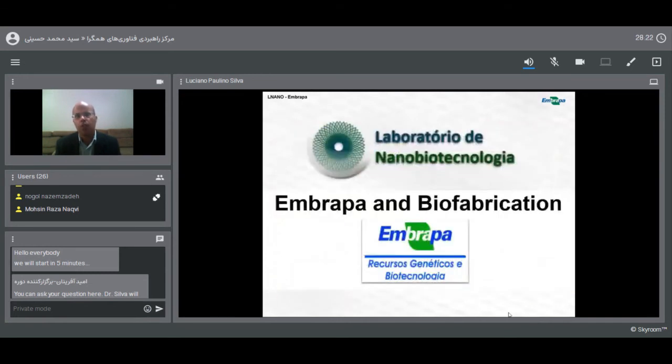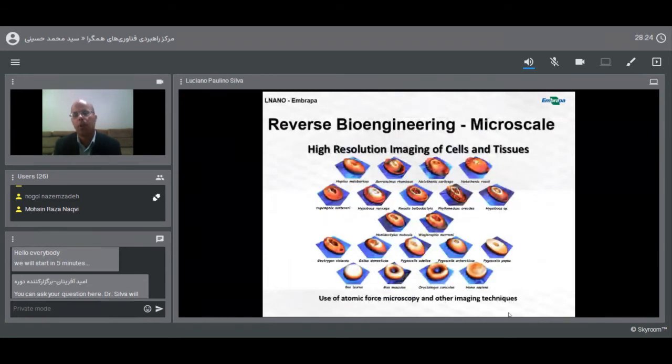So our team has applied several strategies related to reverse bioengineering, particularly at the microscale, when performing high-resolution imaging of cells and tissues. In this way, we have used atomic force microscopy and other imaging techniques to understand the features of cells under natural and native conditions.